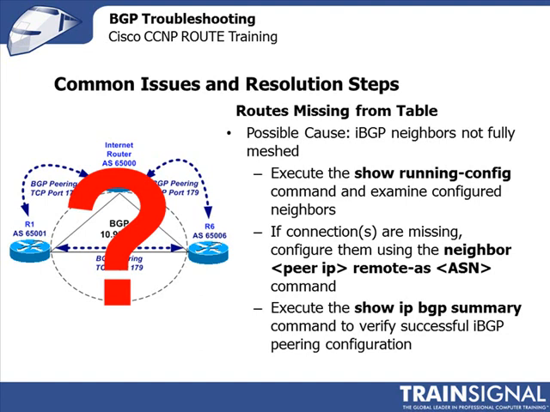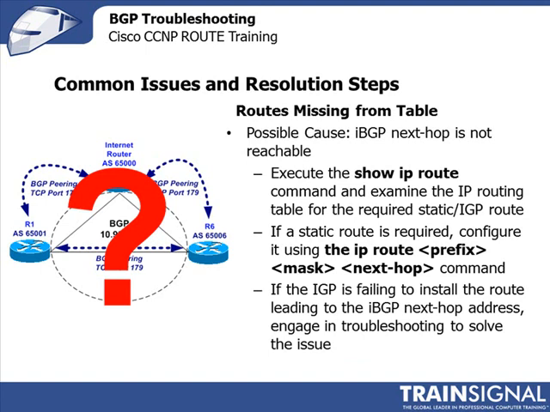So if that kind of connection, for example, was missing, then you could use the neighbor peer-IP remote-as autonomous-system-number command in order to have that working correctly. And then do the show ip bgp summary command. Make sure that all the other peers that you're looking for are indeed there, and that each one of the neighbors shows all the other peers that are required. That'll be your best way of determining whether or not a fully meshed relationship has been configured.